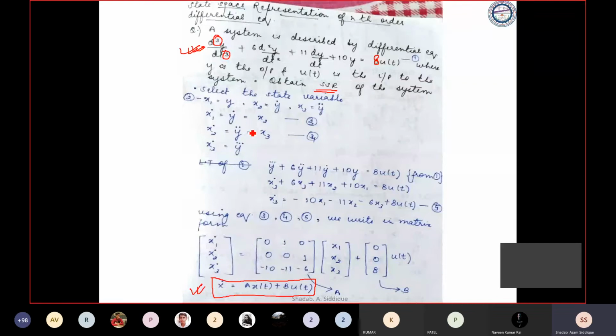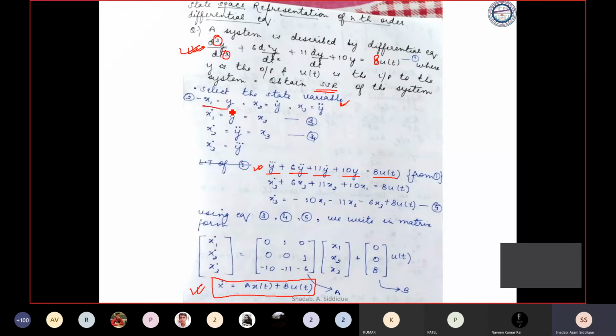So we have represented it as y triple dot. Basically, this is y triple dot plus 6 y double dot plus 11 y dot plus 10 y, which is equal to 8u(t). That is equation number 1 in the problem which is given here. Now we will try to assume the state variables.